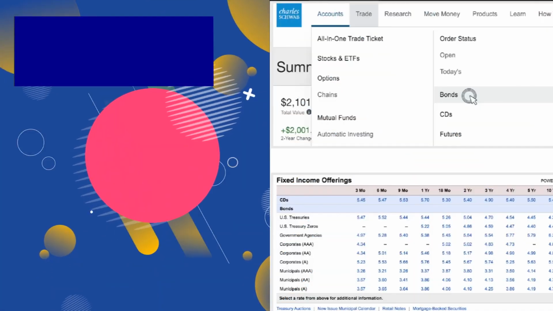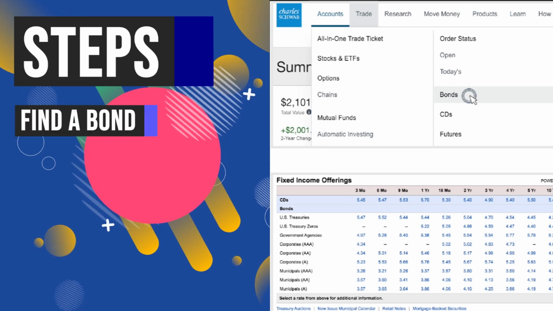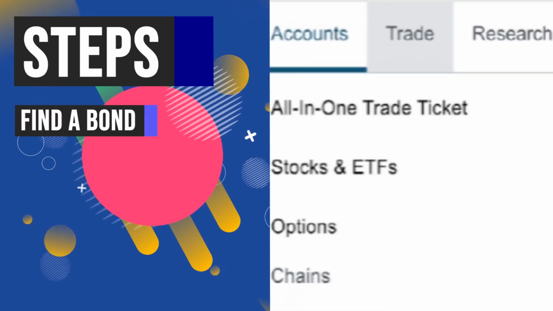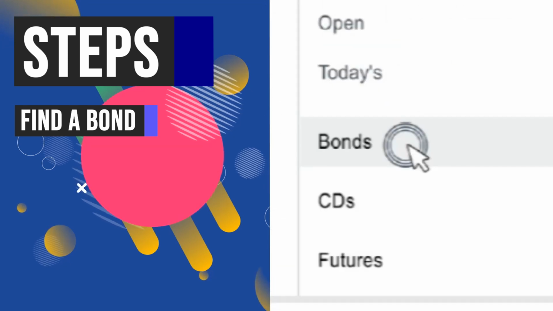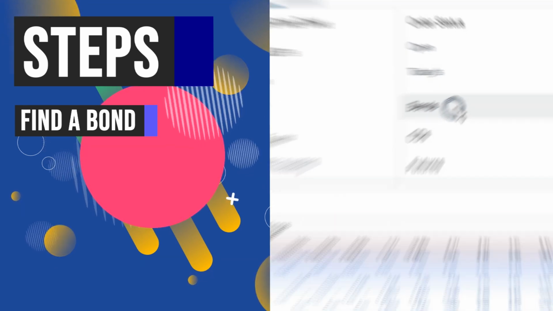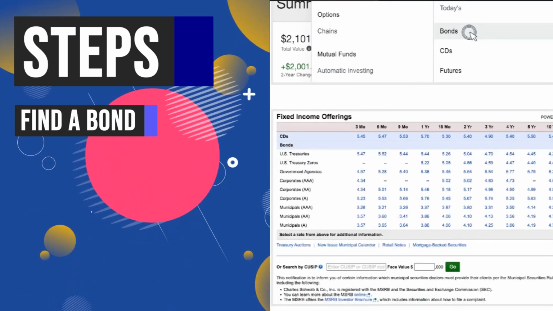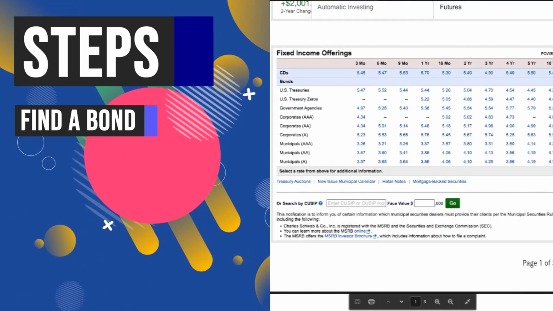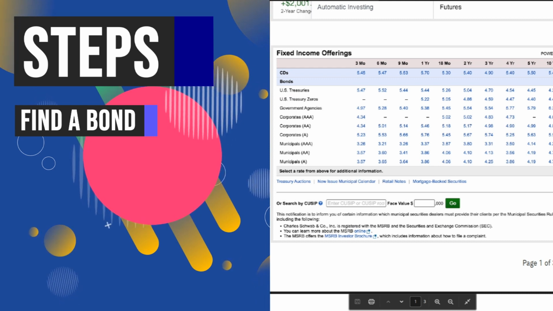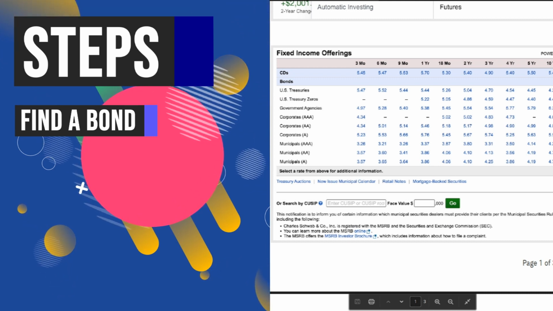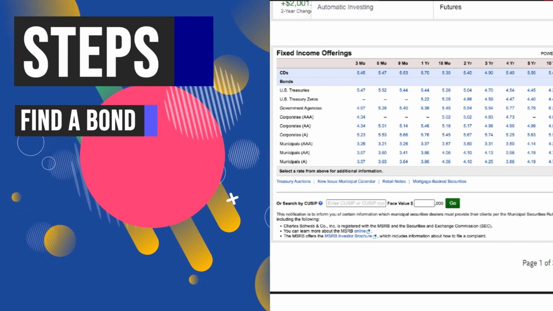To initiate the process of adding a bond to your investment portfolio, start by navigating to the Trade section and selecting Bonds. Utilize the Fixed Income Offerings table to search for a bond that aligns with your specific investment criteria. By selecting a rate from this table, you will be presented with a comprehensive list of relevant bond offerings.